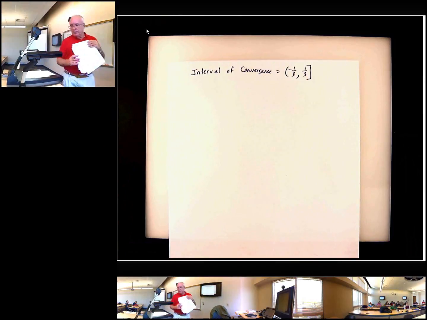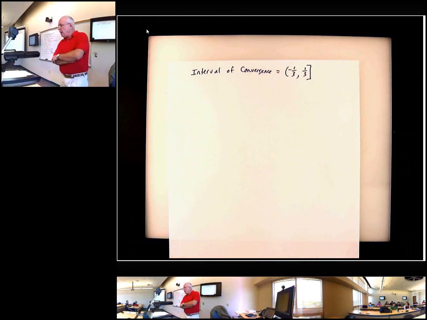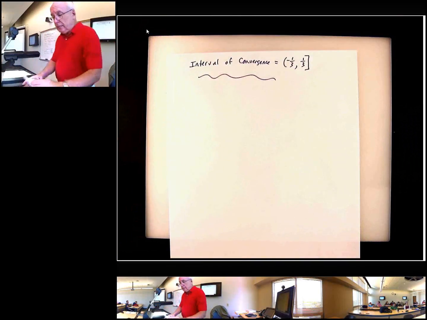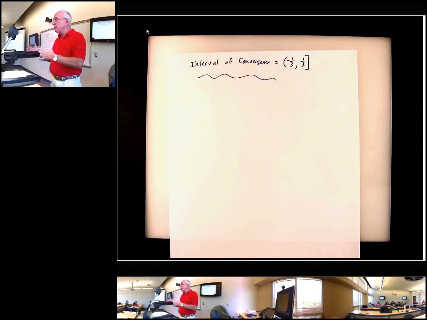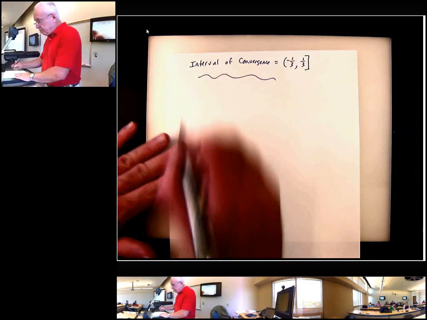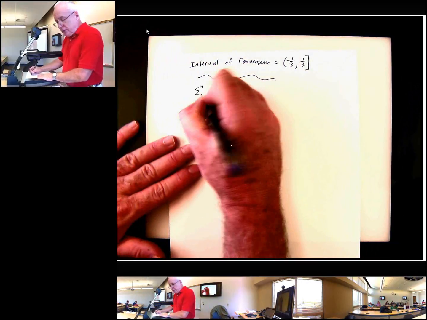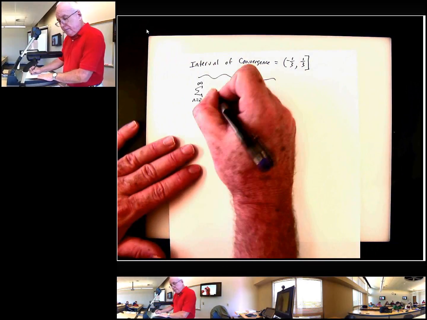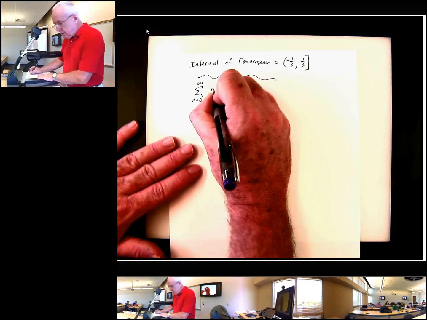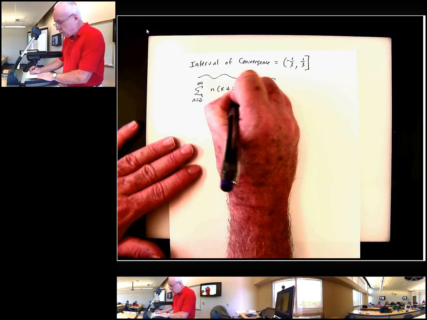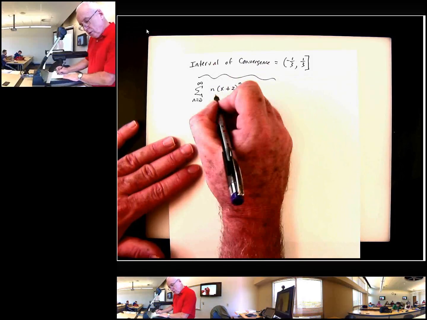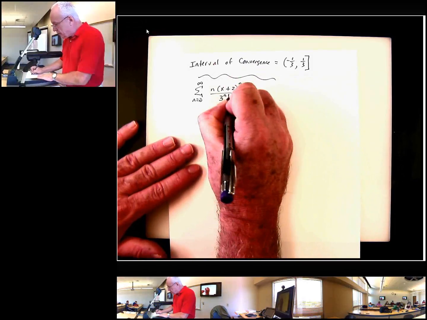So I want to do one more here, just to get this idea down. And then that'll be it for this particular section, right? It's basically just a couple of concepts here. It's all about using this ratio test. Okay, so last example for this section: the summation n equals 0 to infinity of n times x plus 2 to the nth power over 3 to the n plus 1.